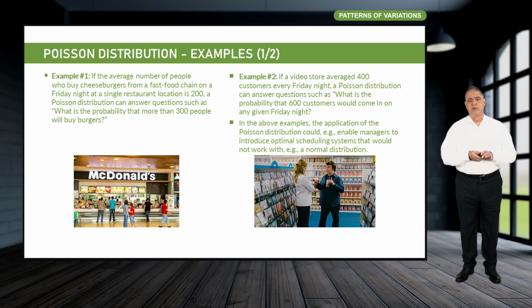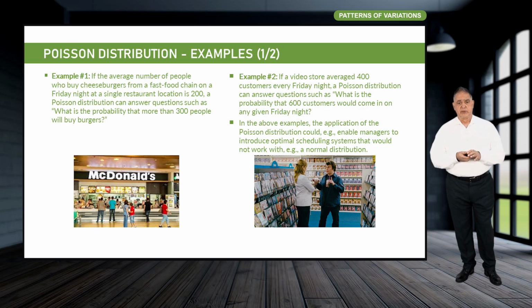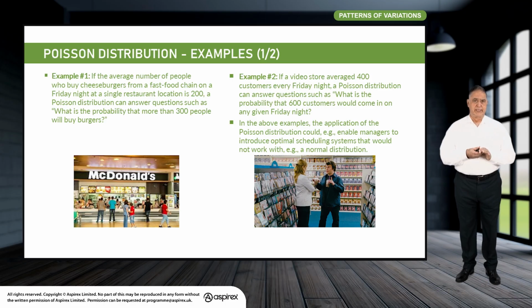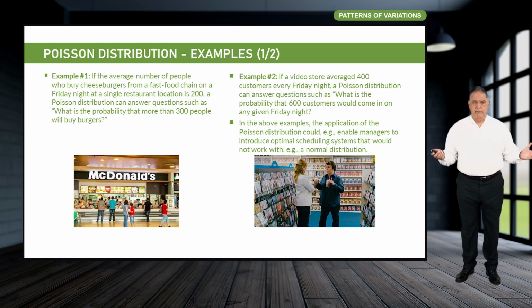Another example, if you go to a video store, it averaged 400 customers every Friday night. So in a case like this, the Poisson distribution can answer a research question like, what is the probability that 600 customers would come in at any given Friday night? So these are examples, and these are the types of research questions that you can answer by using this probability distribution.